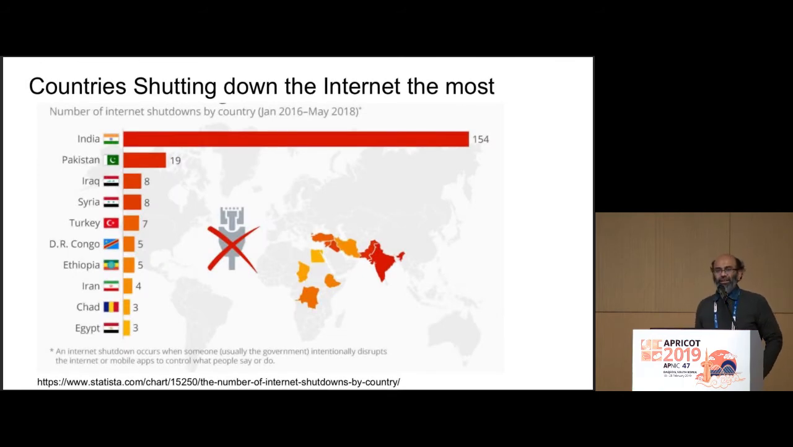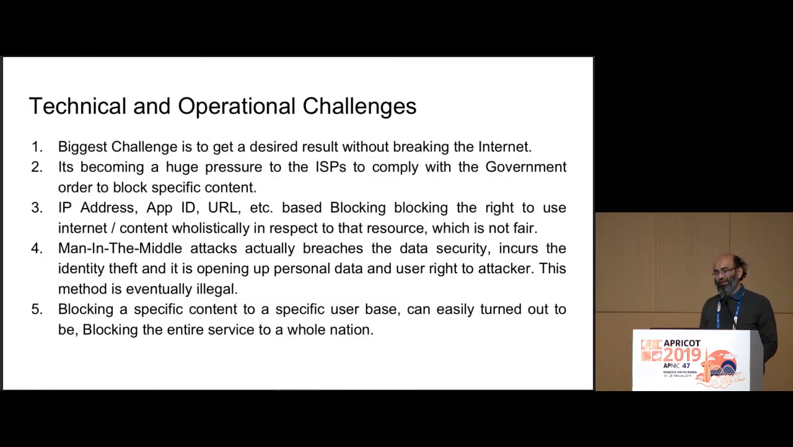And interestingly, you can see that internet shutdown is also happening in many parts of the world, maybe to stop the flow of information in a volatile area of the country. And you can see here also a huge list, and many countries are doing that. So we are in a difficult situation in terms of content blocking and filtering. And as a technical operator offering services, one challenge is getting the desired result without breaking the internet.